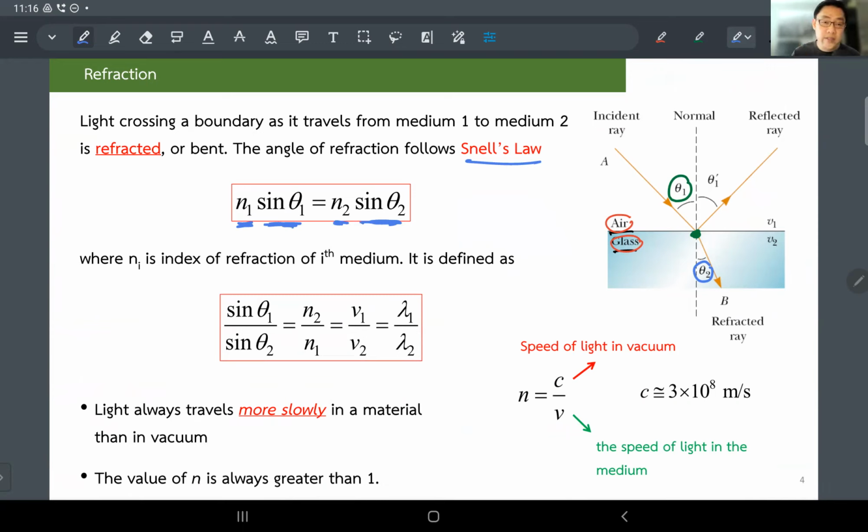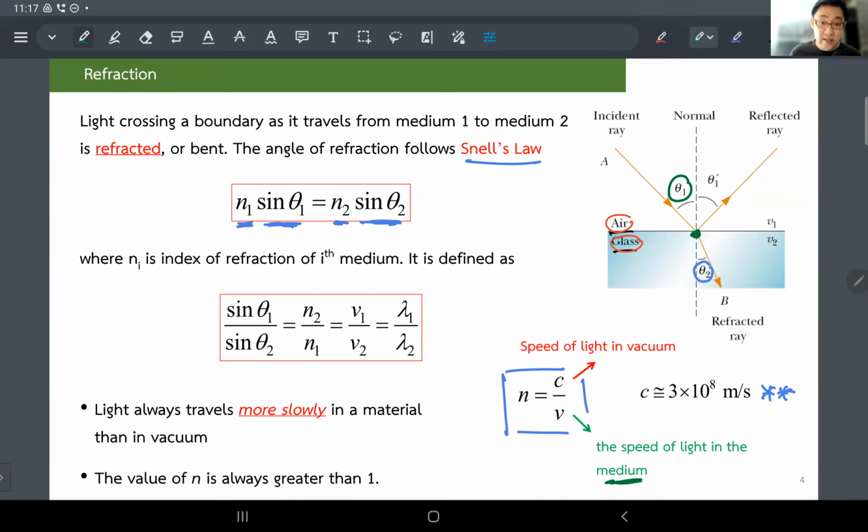So all you can think of is the product between the n and the sine of the angle within that medium stays fixed, if you like. But the problem is, what is n, Ajahn? What is the n here? n turns out to be defined as this. Here we go. It's just the ratio between the speed of light in the vacuum, which we always know is the maximum speed attainable in our universe. It's around 3 times 10 to the 8th meters per second, divided by the speed of light in that medium, guys. Okay.